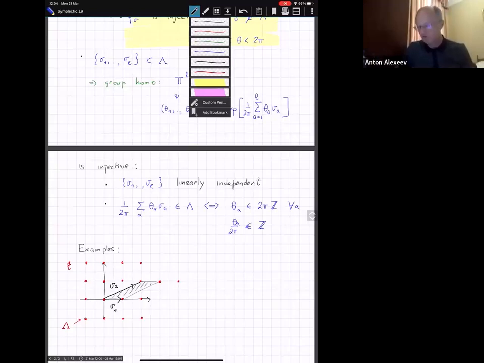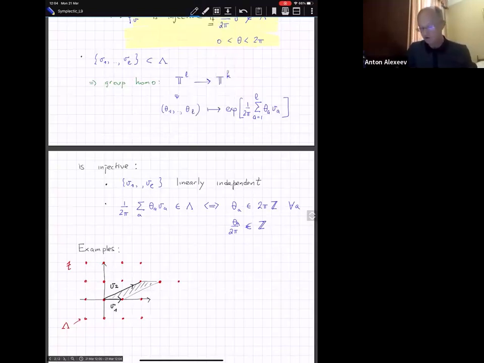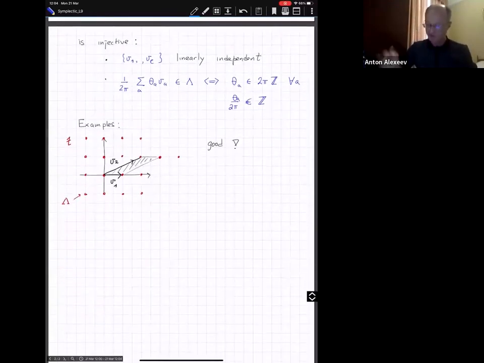You just see that all those combinations of V1 and V2 with coefficients between 0 and 1, right? So that's this shaded region, this parallelogram. So there are no red points inside, so there are no lattice points inside, and this means we are injective. So this is good. So now another example, and well, of course, you can guess there it's not going to work.